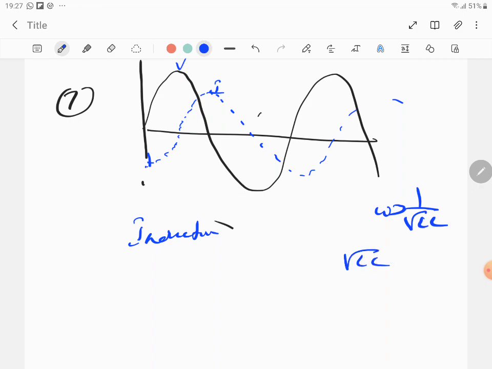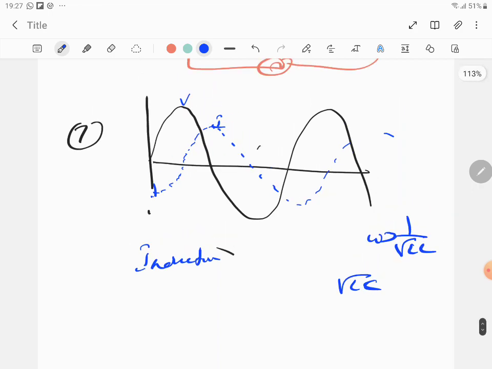But they are given for an LCR circuit. The graph is for LCR, which means it's not at pi by 2. It's at phi. Good question. In that case, it will be phi, not pi by 2. Pi by 2 is only for an exclusive L or a C. Otherwise, it will be only phi. So it's not exactly at 90 degrees, it will be somewhere else. Don't think it's at 90 degrees.